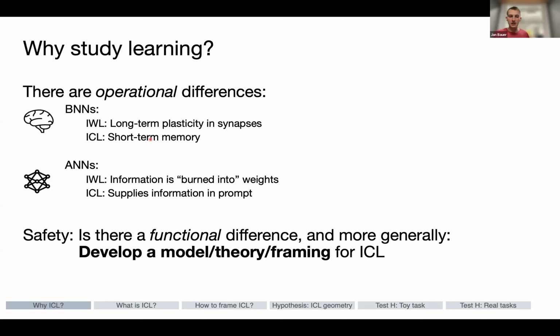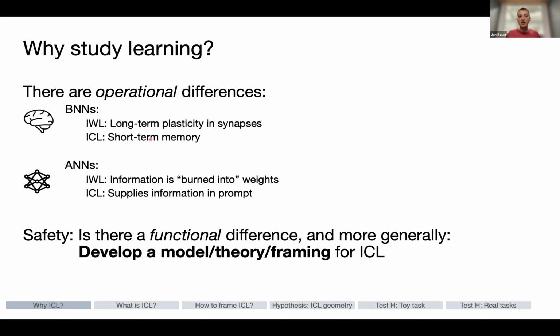Maybe the more traditional view is that information is burned into weights during a training stage, and then later during testing, this information is being leveraged. However, more recently, there's also the stream of in-context learning, where you can supply information in a prompt instead of changing the weights, in fact, without changing the weights, and then leverage that.